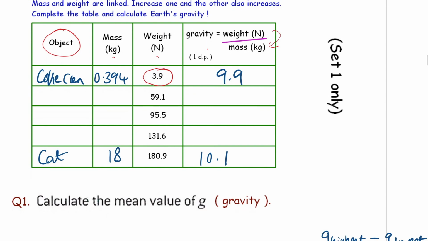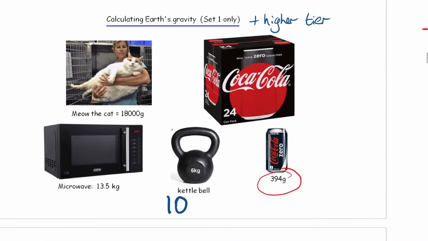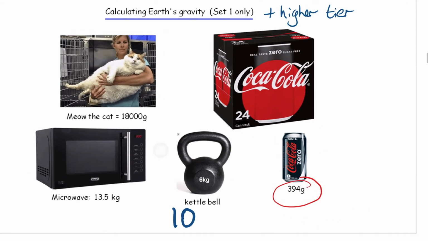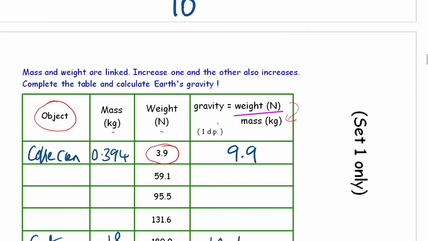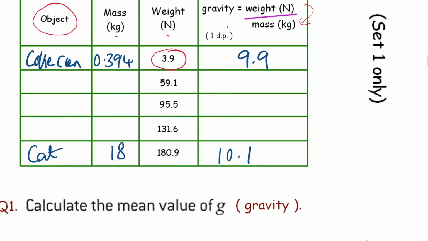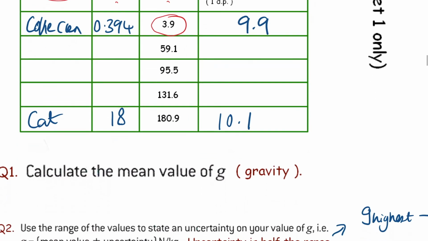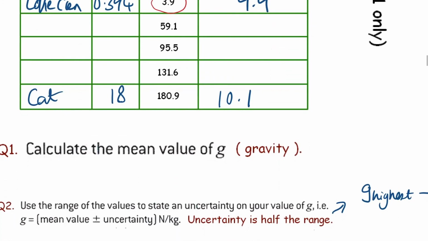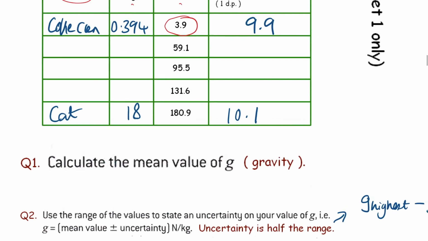I've also done the same for this rather large cat, Meow the cat. 18 kilograms, because 18,000 grams. And again, divided weight by mass to get the value for g, gravity, based upon those 2 measurements. Again, calculate the mean value for g. So add 1, 2, 3, 4, 5, divide by 5, and then put the answer here.